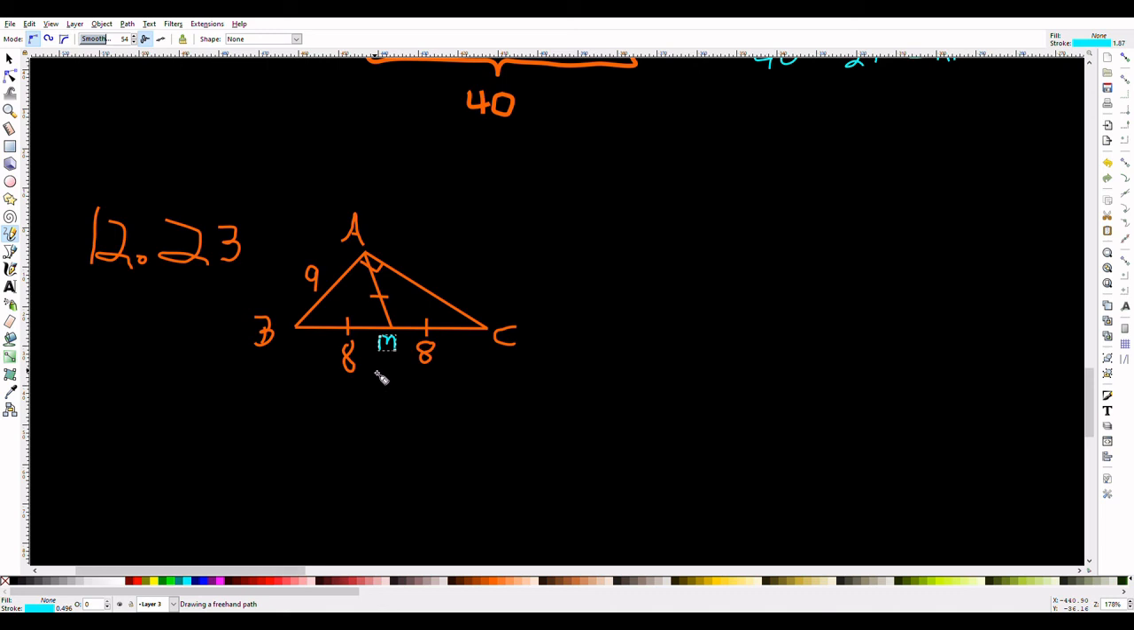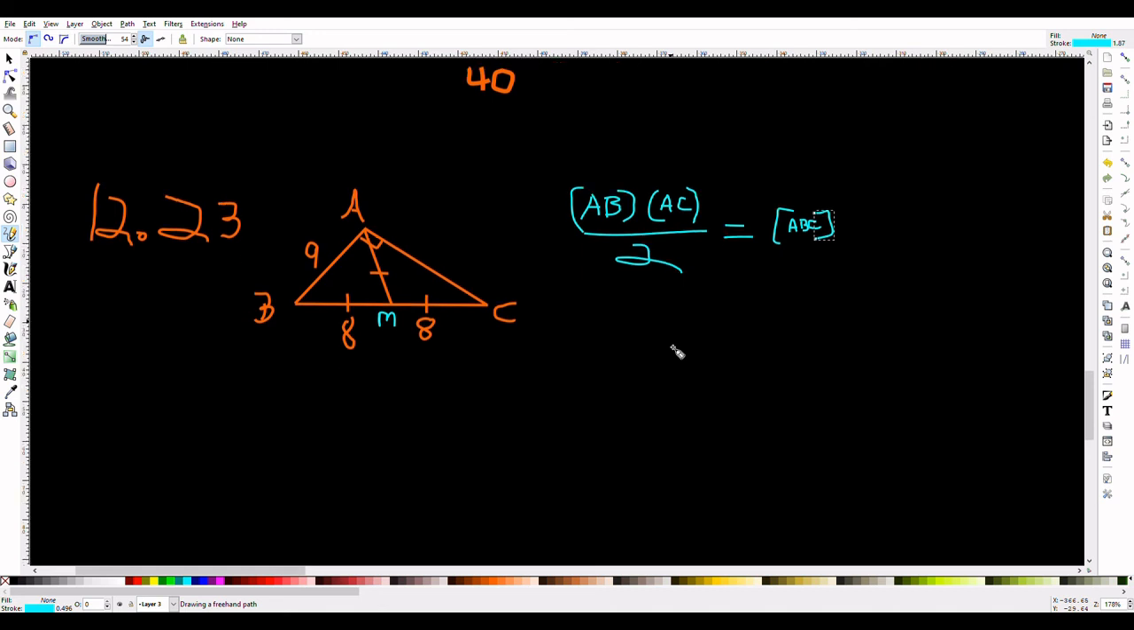And now we just need to solve for the area of ABC, which of course is AB times AC over 2. But to find AC, my Pythagorean pals, we're going to have to use the Pythagorean theorem. And I'll let you work that out the rest of the way on your own, and then answer the question.